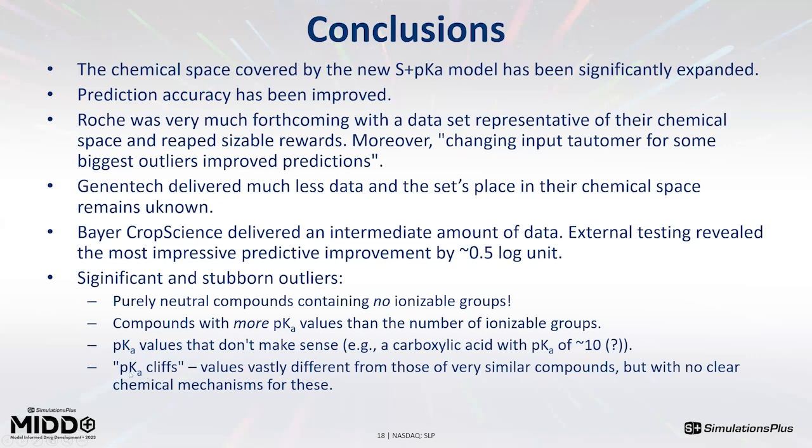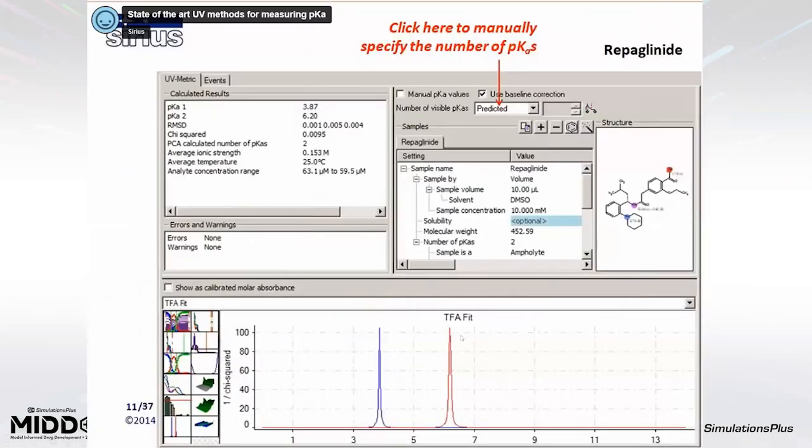And finally, pKa cliffs. Okay? Values vastly different from those of very similar compounds. Those similar compounds are predicted very well, and suddenly there's one that has a completely different pKa for no clear chemical mechanism. So I have three hypotheses of why those outliers come up. And the first one is the following.